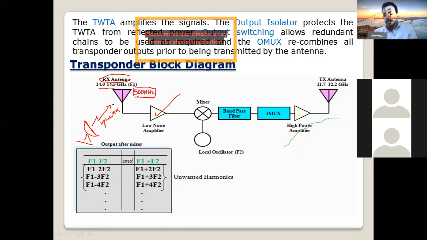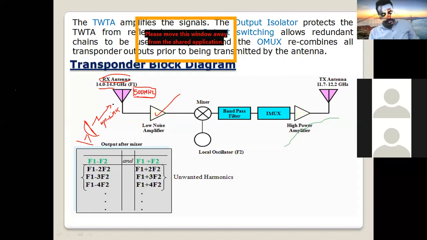How many times? 60 dB, not 60 times, 60 dB. If you convert to linear, it is almost 1,000,000 times. The signal is amplified almost 1,000,000 times. 60 dB, very high gain. Why do we call it low noise? It's an amplifier, but it is a low noise amplifier.